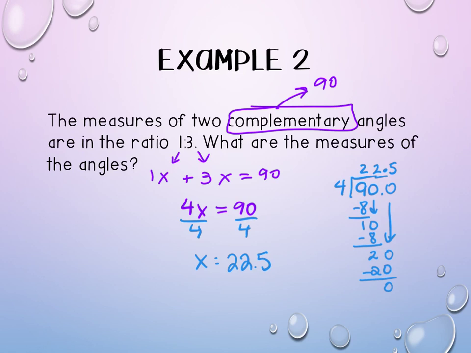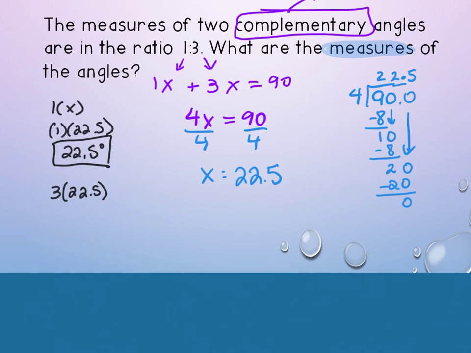To find the measures of the angles, which is what it's asking for, what am I going to do? Times it. Plug it back in. So 1 times x would be 1 times 22.5. That's the first angle. And then 3 times 22.5. And I do 22.5 times 3. 1 decimal place, so 67.5.